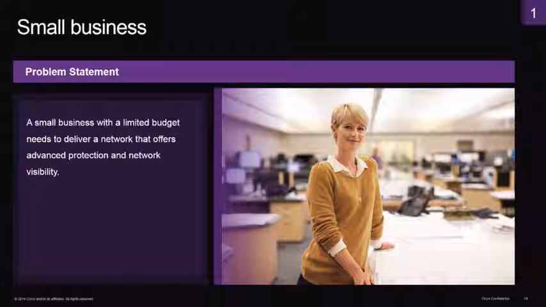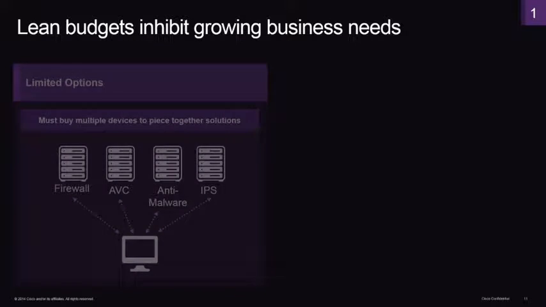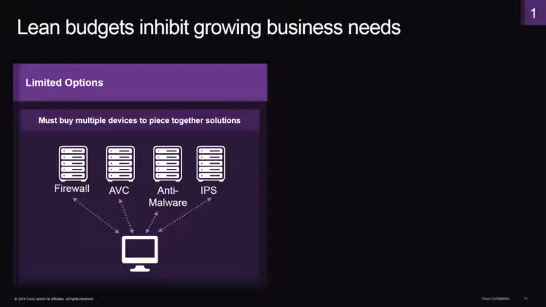Cisco provides flexible solutions to meet the needs of a small business with a limited budget. In use case 1, a small business needs to deliver a network that offers advanced protection and network visibility. This proves difficult on a limited budget. To deliver the protection the small business needs currently requires piecemeal solutions. This increases their cost of total protection due to the need to buy and maintain separate solutions.